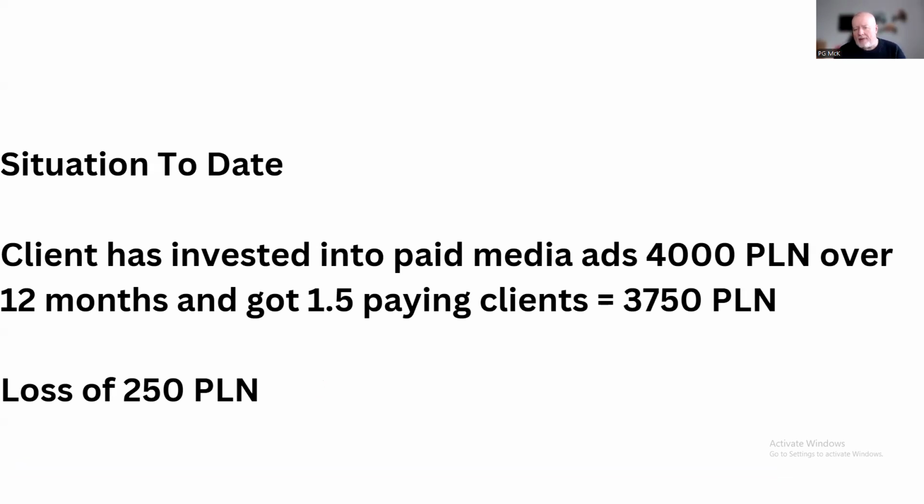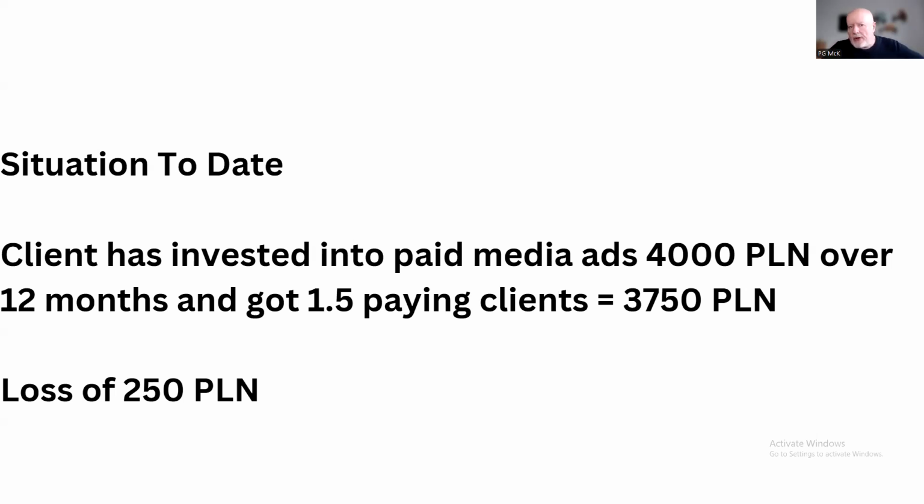Now, what do I mean by half a paying client? Well, the other client, these are children aged between 6 to 17. In other words, the children that go to the elementary school. I think it's actually 6 to 13. 6 to 13, the children that go to the elementary school, and one of them then cancelled after 6 months. So that gave this person net revenue for the year of 3,750.